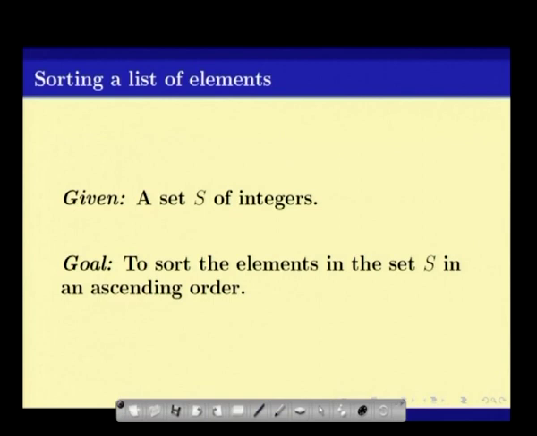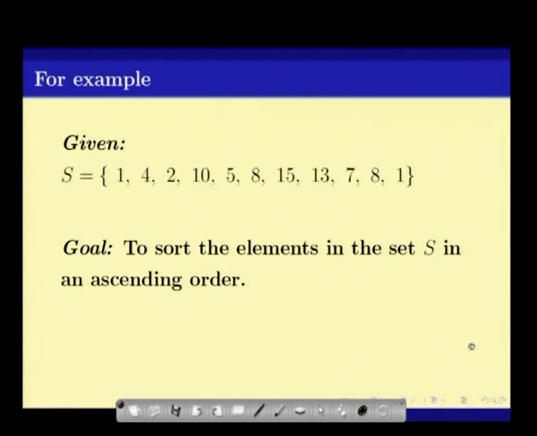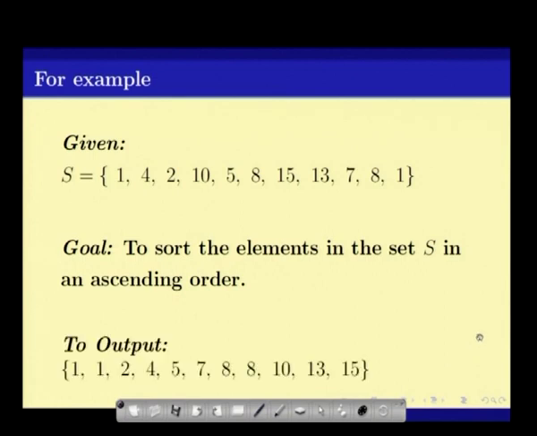We have been given a set of integers and we want to sort the set of integers in ascending order. For example, if we have this set S, which is 1, 4, 2, 10, 5, 8, 15, 13, 7, 8 and 1, we want to get some output like this: 1, 1, 2, 4, 5, 7, 8, 8, 10, 13 and 15.